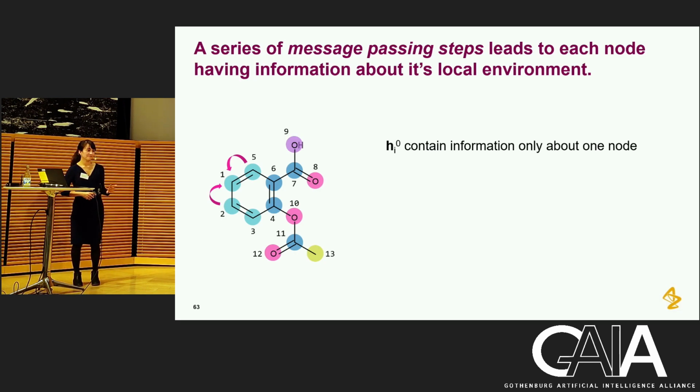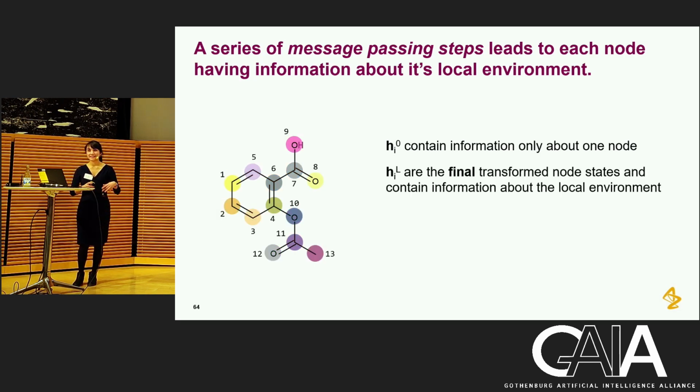So this is kind of analogous to convolutional neural networks, except that instead of having an image which is a regular grid, we're instead working with graphs which have an irregular structure. And let's say you carry out a total of L message passing steps. At the end, you would end up with your final transformed node feature vectors, each of which would contain information about their local environment. So this is a much more powerful representation that we now have for all the different nodes in this graph.